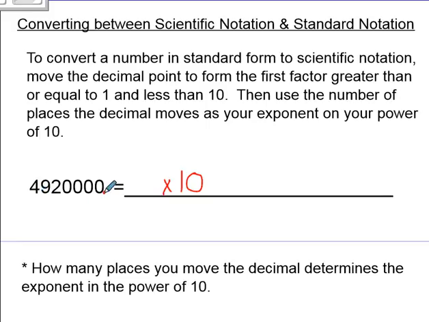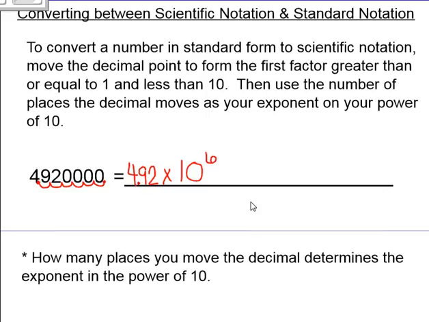So let's move this over. It's going to be 1, 2, 3, 4, 5, 6. So right here is where I'm going to stop, because now I only have one digit to the left of the decimal. So it's going to be 4 and 92 hundredths times 10 to the 6th power. Because I moved this over 6 places in order to get the decimal in the right location. So that's why I put a 6 up here.